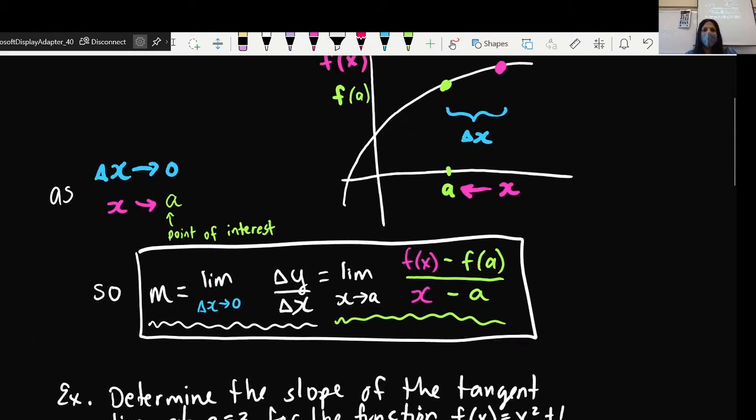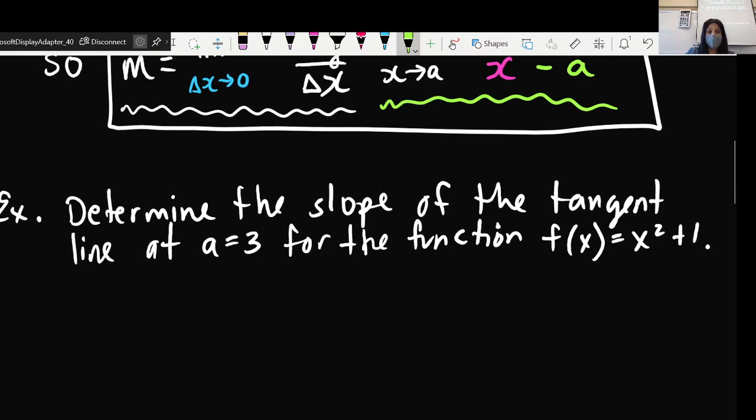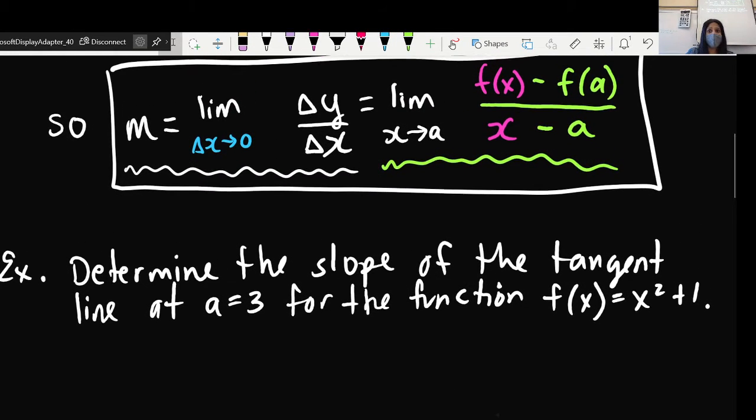Okay, so using this, let's determine the slope of the tangent line at a equals 3 for this function f of x equals x squared plus 1. So I do truly feel like I say this every single class, but I'm not teaching anything new today. And hopefully, the more I repeat it and the more I take that approach, you're going to believe me and it's going to feel like, why are we doing this? I already know this. And that's when you know you understand the stuff. So let's do a lot of the same old stuff.